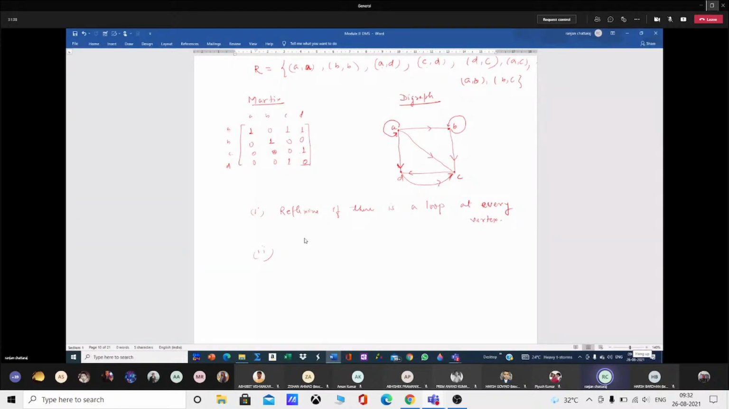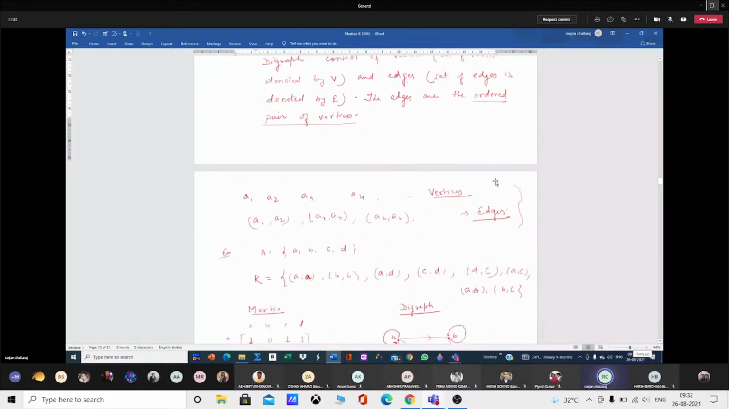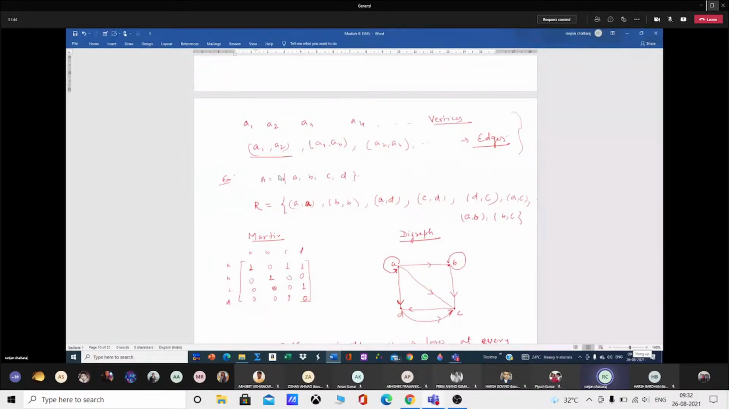First, I am just telling you what the edges are. You see here, these are the edges. That means this is the point AC: A to C in the directed graph is AC. So it is the edge.